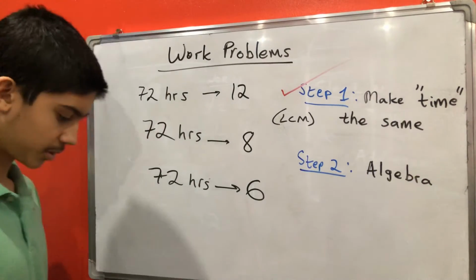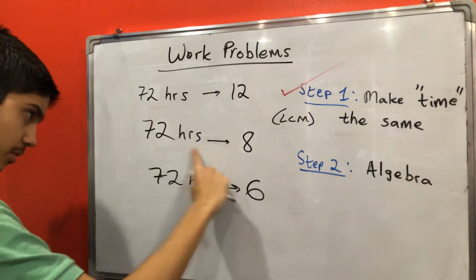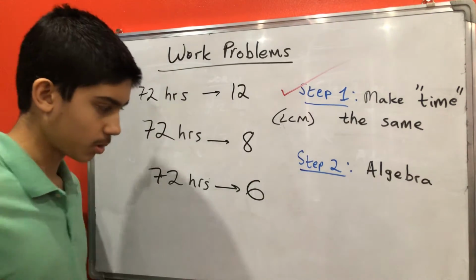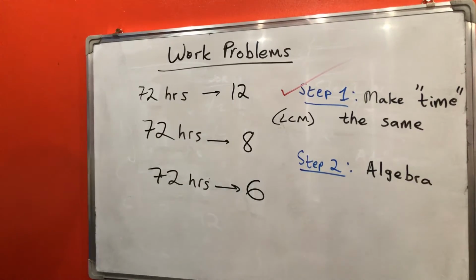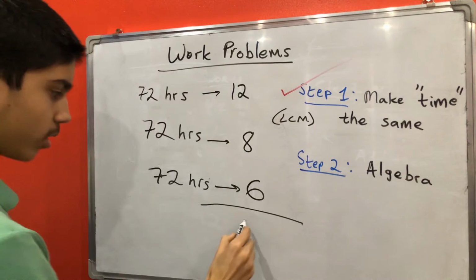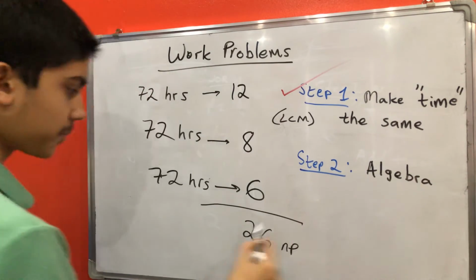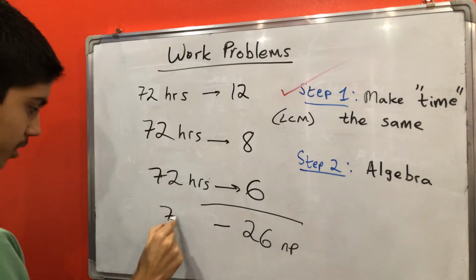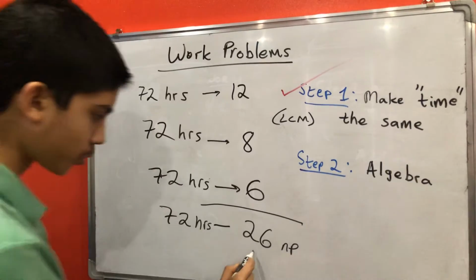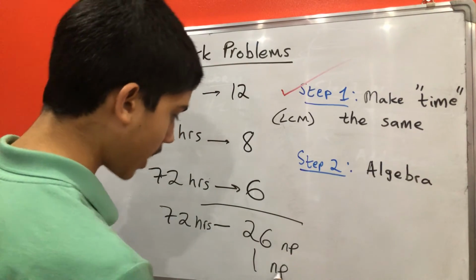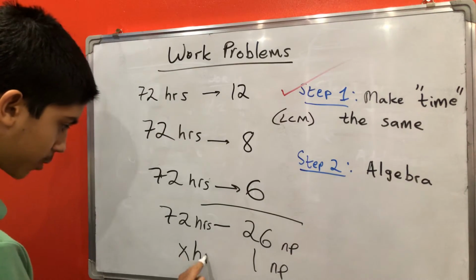Now we just do algebra. We know that 72 hours is 12 newspapers, 72 hours is 8 newspapers, 72 hours is 6 newspapers. So suppose I ran all of these for 72 hours, how many newspapers would I have? I would have 26, right? So 26 newspapers in 72 hours. But the question is, we only want one newspaper. We want to know how long it will take for one newspaper. So we don't know how many hours, we'll just say x hours.